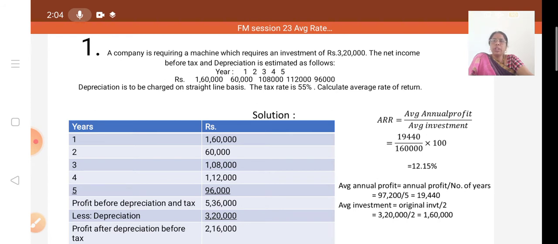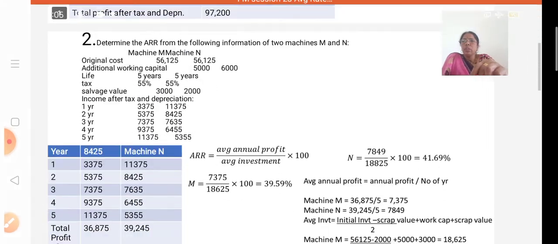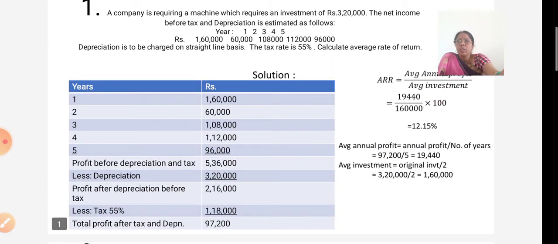Now the amount we get after deduction of this is profit after depreciation before tax. This is what we want for the calculation of the ARR method. After depreciation we have profit after depreciation before tax, that is 2,16,000. After that tax has to be deducted, 1,18,000, that is at 55%. Now the total profit after tax and depreciation is 97,200.